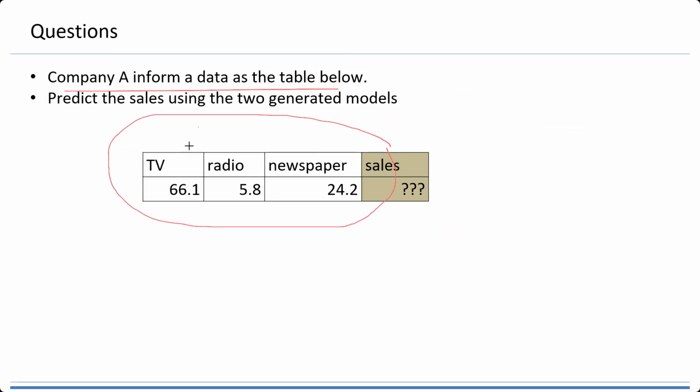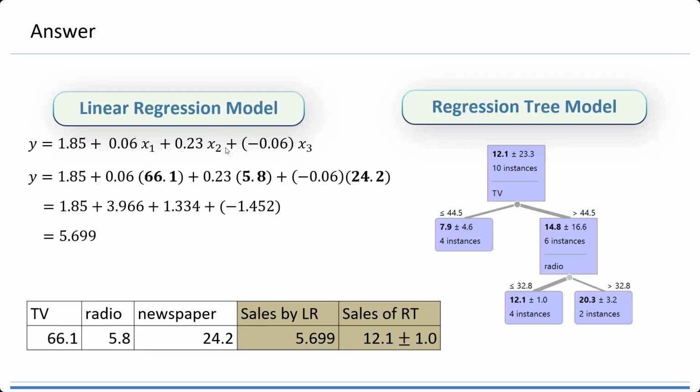So company A will put the budget for TV 66.1, and then they will put the radio with 5.8 and the newspaper with the value 24.2. So predict the sales using the two models. We have the linear regression or LR, and we have the decision tree DT. So what is the sales? And we can directly fit the numbers into the model.